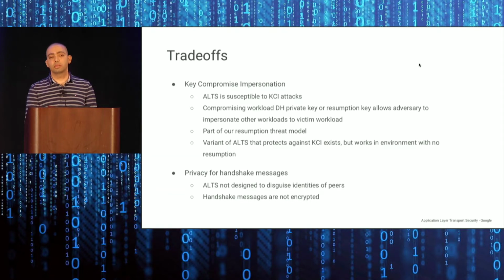So there are multiple trade-offs that were made during the design of ALTS. First one is KCI, key compromise impersonation. ALTS is susceptible to KCI attacks. So basically, a compromised workload private key or resumption key would allow an adversary to impersonate any other workload to this workload. But this is not considered an attack per se on ALTS because it's part of the resumption threat model. In fact, there's a variant of ALTS that protects against KCI attacks, but it can only be used in an environment where resumption is not supported.